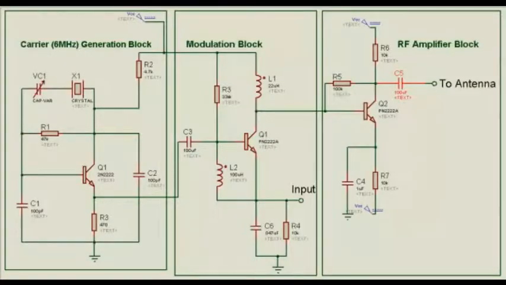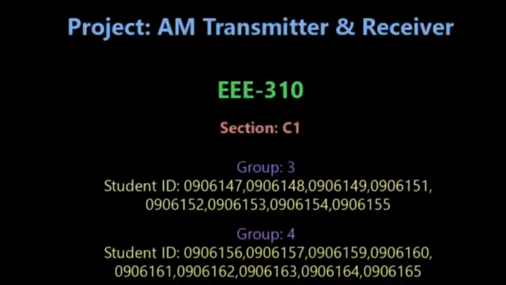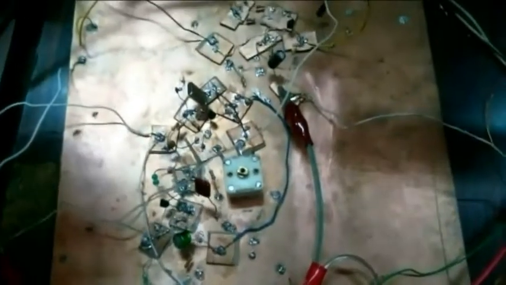Hello everyone, this is the Proteus design of our implemented AM transmitter circuit. Here the first block gives the 6 MHz carrier, the second block is the main modulation block, and the final block is the RF amplifier where both the current and voltage are amplified and then sent to the antenna. This is the real-time implementation on PCBs.